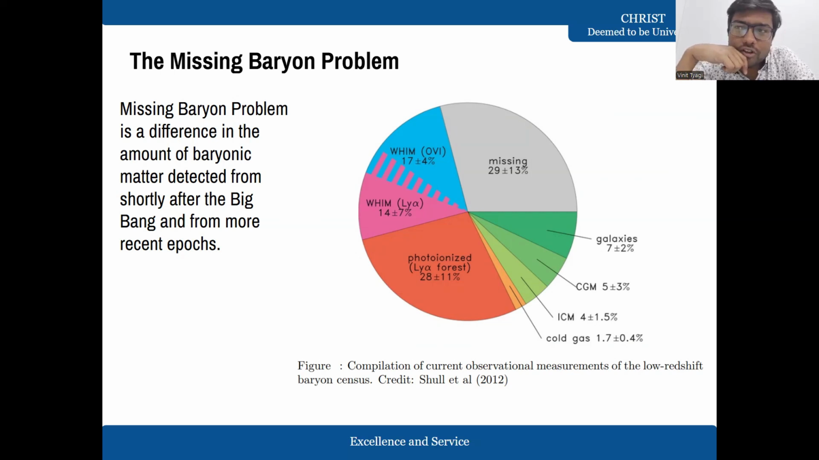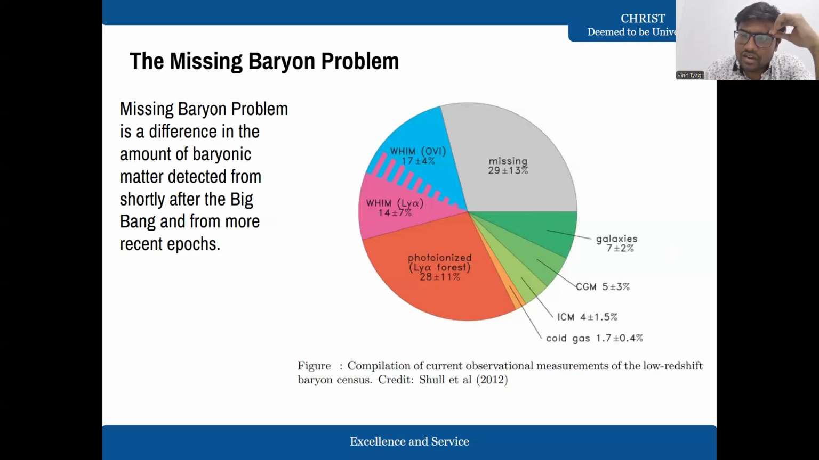So yeah, after going through the admixture we have a problem called the missing baryon problem, and it tells you that since the Big Bang, the predicted amount of baryonic matter has been 30% less. Here we see that the warm, hot interstellar medium corresponds to around 30 to 40%, including both Lyman alpha and OVI, and the galaxies correspond to around 9% of that. The circumgalactic medium corresponds to around 5%, and the missing baryon, which has been predicted and not been found, is around 30%.